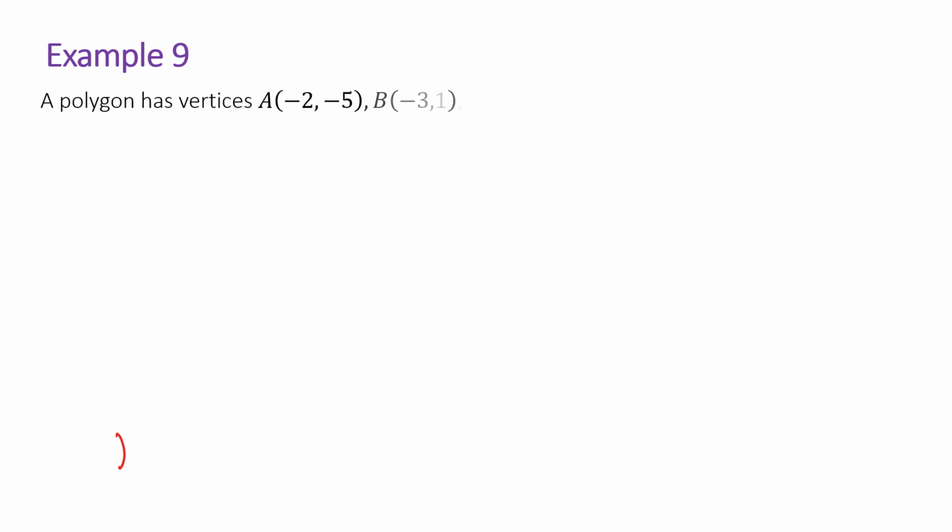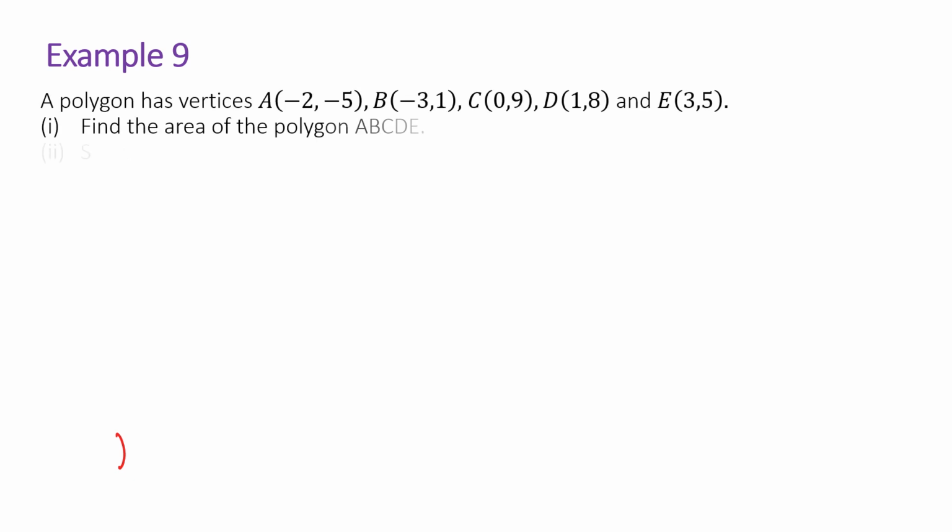All right, let's look at slightly harder questions. So in this case here, I'm given a polygon. Okay, how many sides does this polygon have? 1, 2, 3, 4, 5. 5-sided. Is it a 5-sided polygon? All right, yes, it's a 5-sided polygon. We're asked to find the area of this polygon, and then part 2 is to show that the area of ACDE is 25.5 units square.